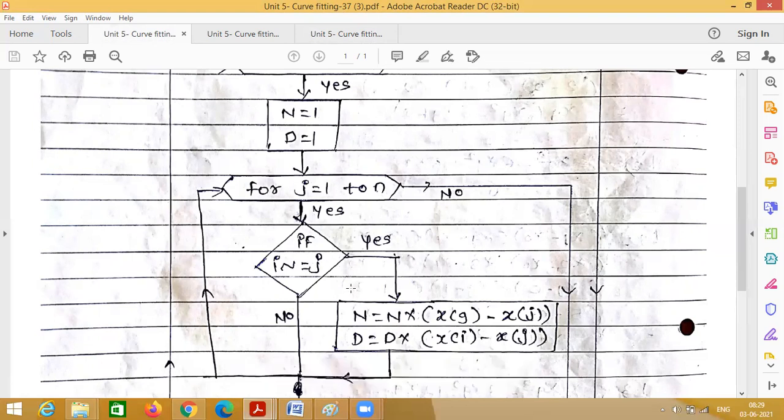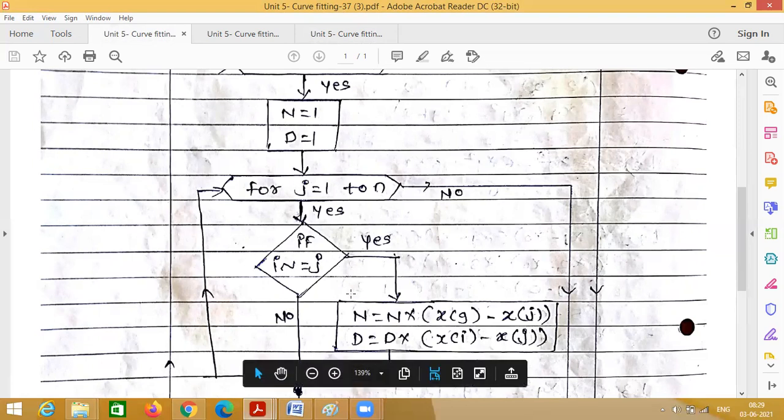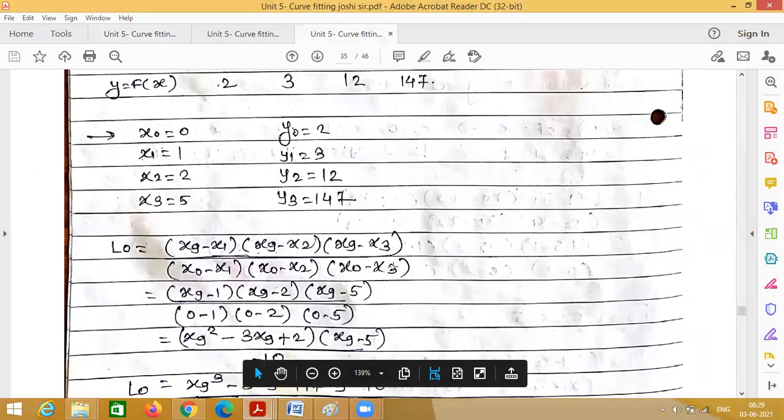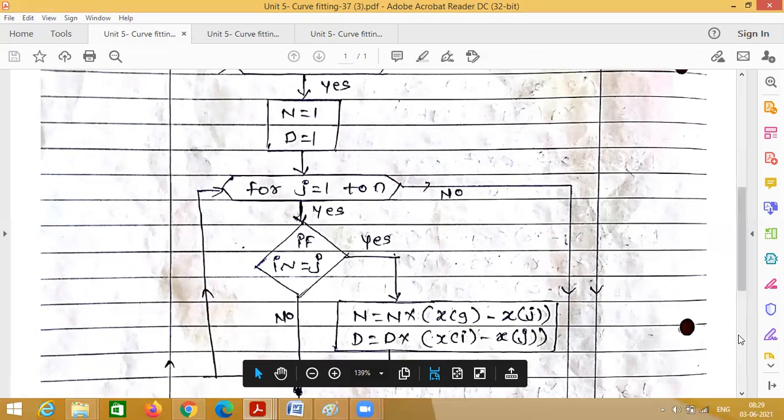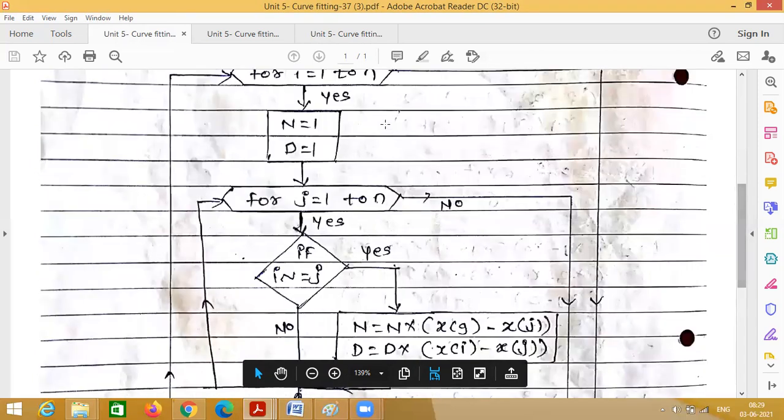Okay, so in that case the loop will continue, because j is equal to 1 will not be considered in this case. So here just go for next j is equal to 2. So in this case xg minus x2, and in denominator you will get x0 minus x2. Then in the next condition you will get xg minus x3 and x0 minus x3. So this is about your L0. Once you get L0, this i loop will continue.